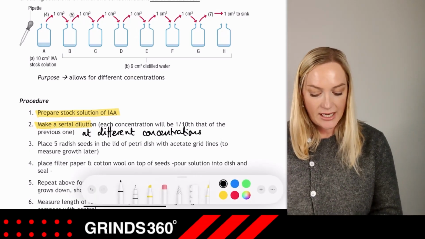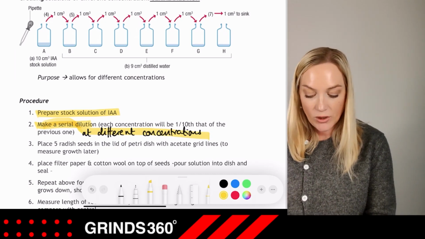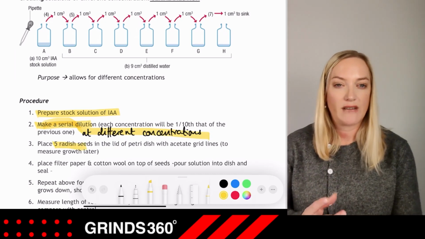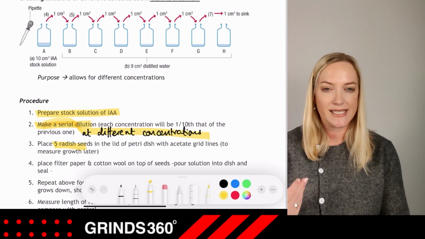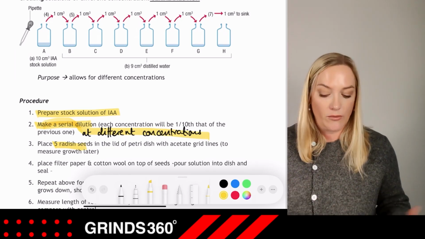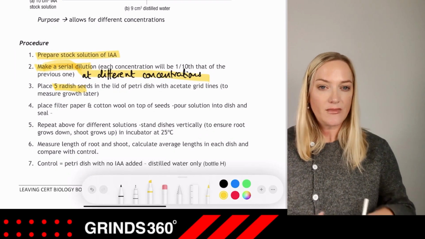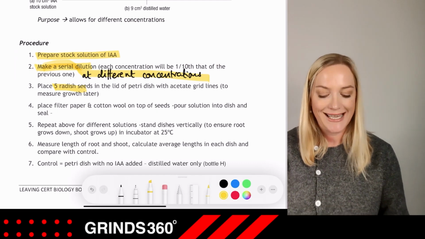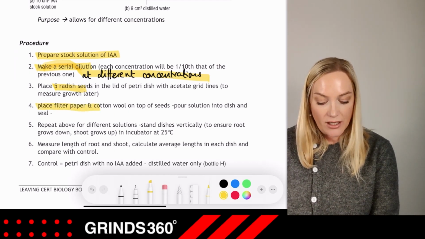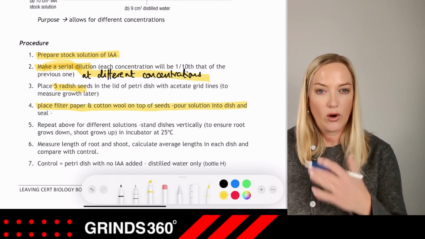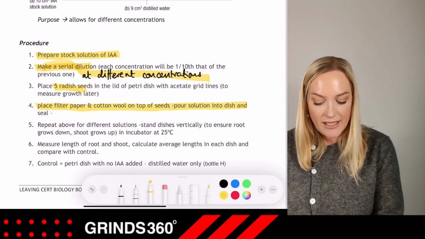That's how you make a serial dilution at different concentrations, if they ask about this. We're using radish seeds. I would have soaked the radish seeds the day before doing this, and that's to soften the testa. If we soften the testa, it'll allow the enzymes to become activated. So you place 5 radish seeds onto your Petri dish, but on the Petri dish already you have your gridded acetate, and that will help us for measurement. We would then place the filter paper and cotton wool on top of the seeds, and we'll pour on our IAA at different concentrations. So we repeat this.